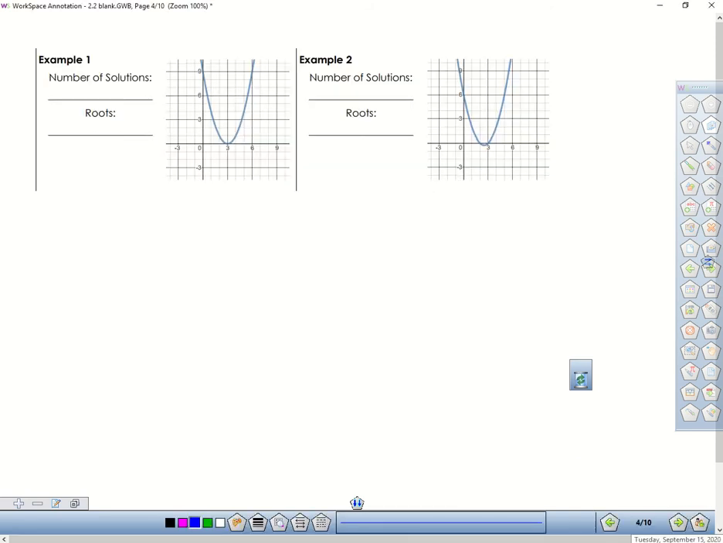Alright, so for example 1, we're going to look at the number of solutions, and then we're going to identify the roots, also known as x-intercepts. So how many solutions do we have in example 1? Just one. And then what would be the coordinates of that solution? (3, 0). And roots also may be written in the form x equals 3.